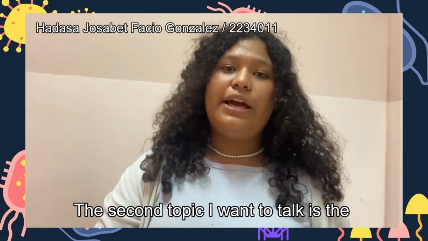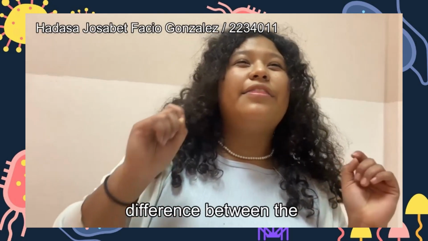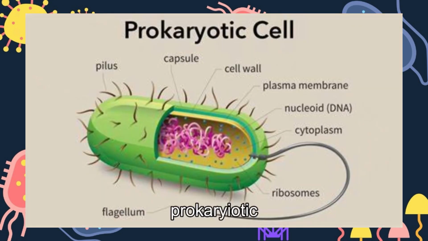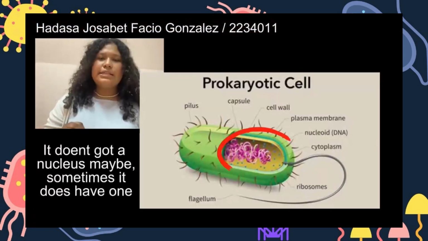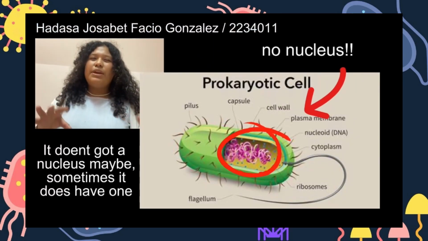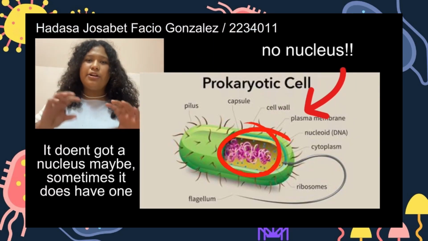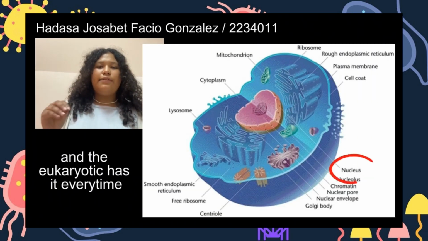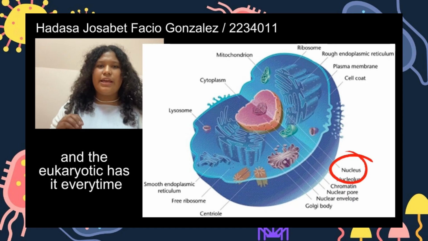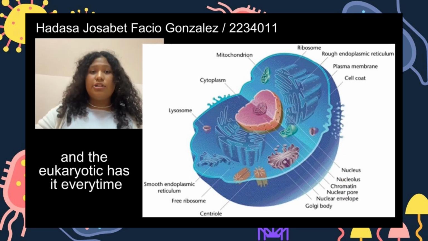The second topic I want to talk about is the difference between eukaryotic and prokaryotic cells. Prokaryotic cells maybe sometimes have a nucleus, and the eukaryotic has it all the time. They have organelles. The eukaryotic has a nucleus and organelles.